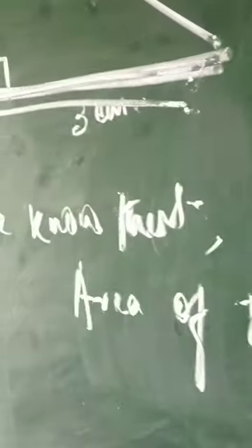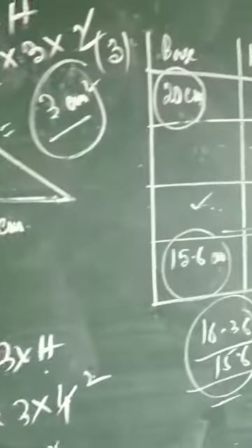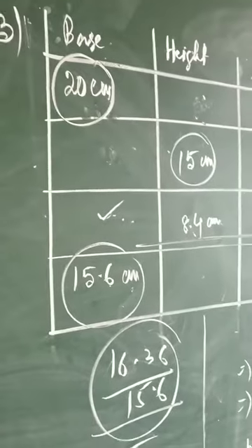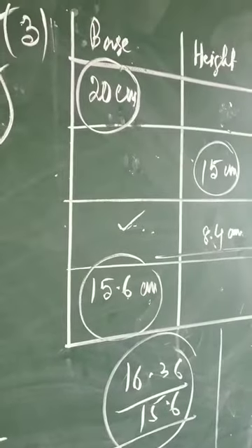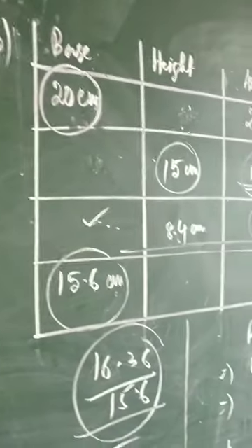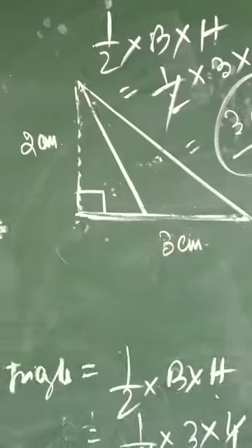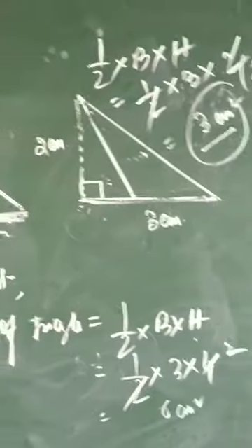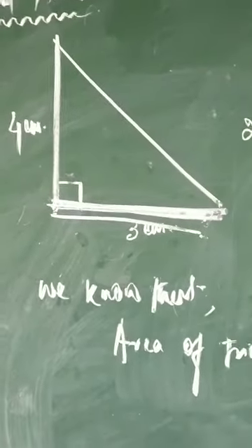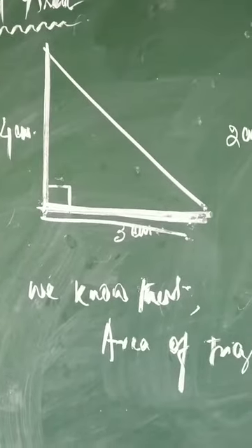So this way, children, we have to find out the unknown values, unknown measures of a parallelogram. We have solved 4 questions of this table. More questions are there. I'll be expecting from you all to try out your own. You'll be trying out these questions your own self. And here are 2 questions of triangle. I've already explained how to find the area.